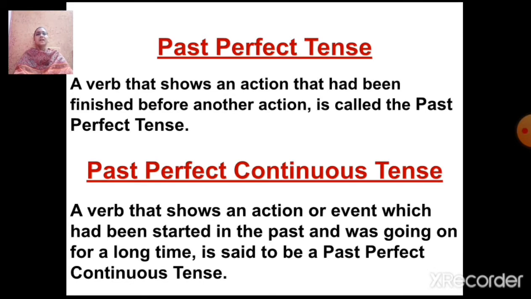The next is past perfect continuous tense. A verb that shows an action or event which had been started in the past and was going on for a long time is said to be a past perfect continuous tense. Now here the formula is had plus been plus ing form of verb. Now again the formula remains same whether it is singular or plural.